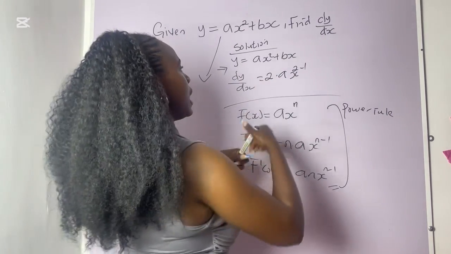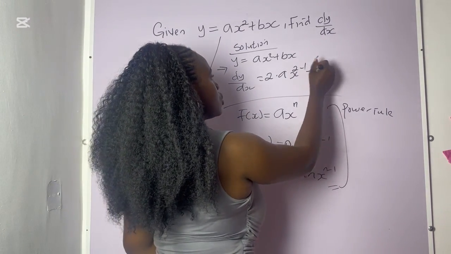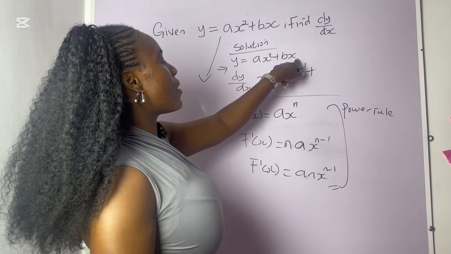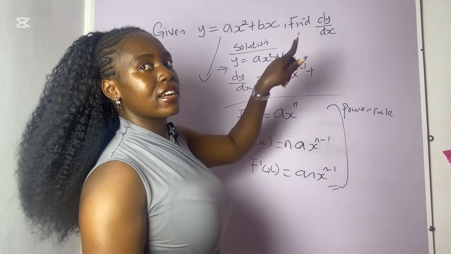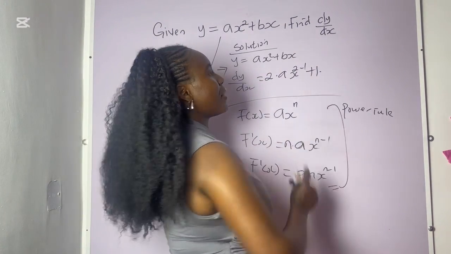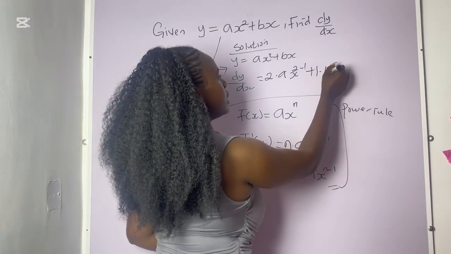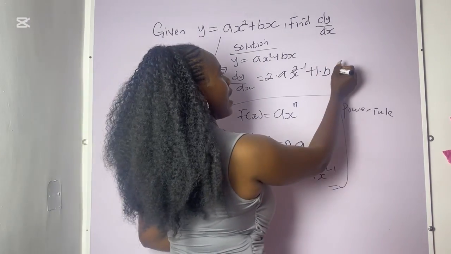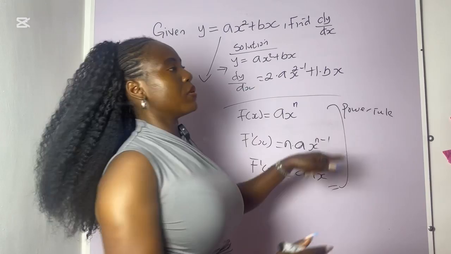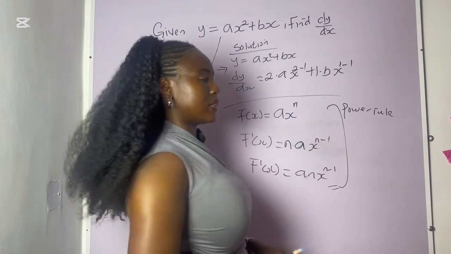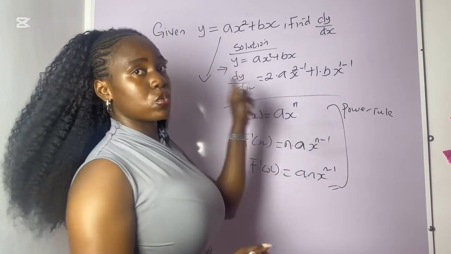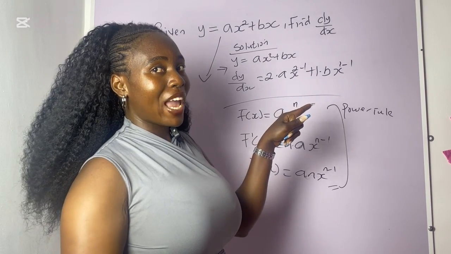Now you do the same thing with the second one. The operation here is plus. So plus the power of x. The power of x here is 1. So we have 1 multiplied by the coefficient of x, which is b. Now you have x, subtract 1 from the power, which is 1 minus 1, because the power of x here is 1. Are you with me?